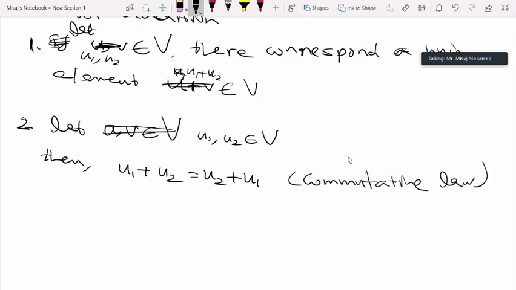Understand? This is commute. So convert into the other side. Right? So this is called commute. So let u1 and u2 be two vectors in V. Then u1 plus u2 must be equal to u2 plus u1. Okay.